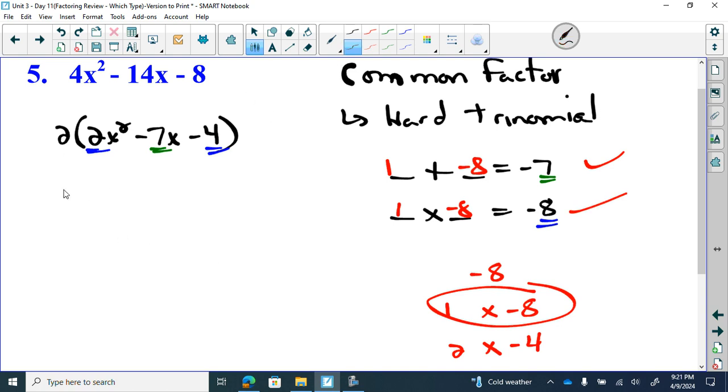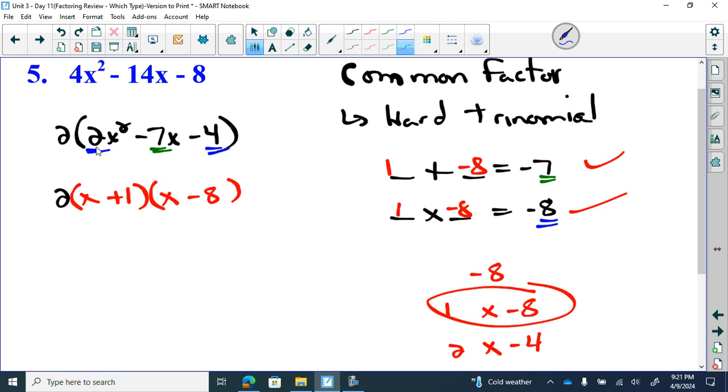The 2 out here is going to follow down. This hard trinomial, just like I did before, 2 brackets. X at the front, X at the front. I'm going to put a plus 1 and a minus 8 in there as well. That's these numbers right here.